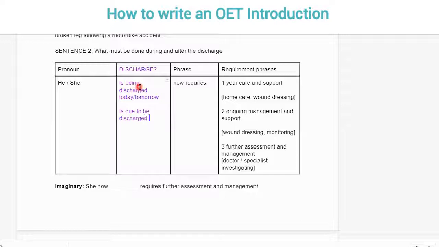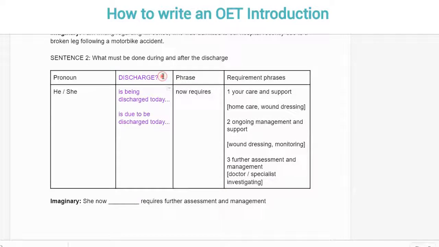Right. Today or tomorrow, etc., etc. I'll just put... Okay. Yes. So you could put a date in here, couldn't you? But again, it's quite simple. Do we always need to use this phrase, Raji? No, so it depends upon the scenario. Exactly. So that's why I've put it into purple.